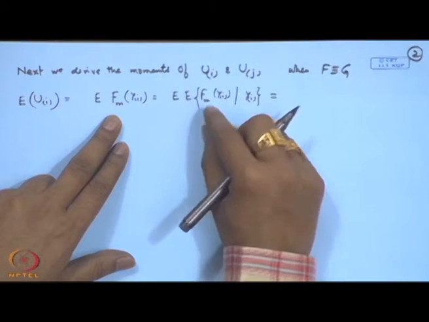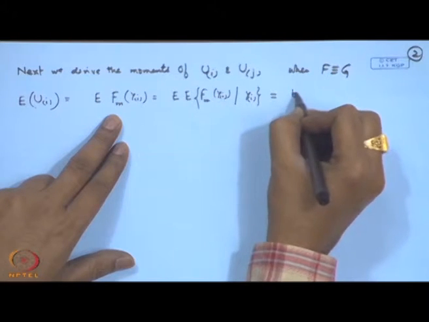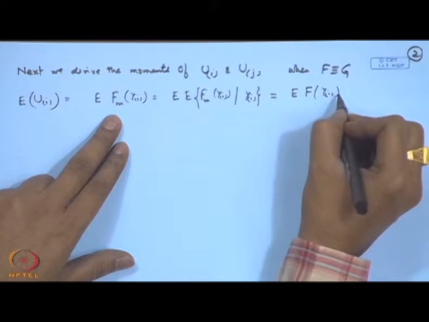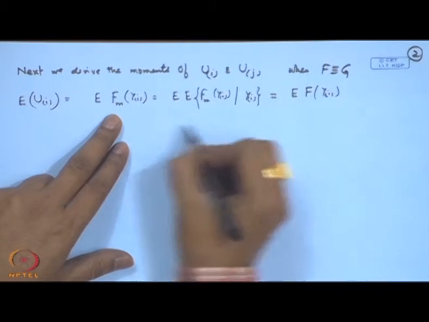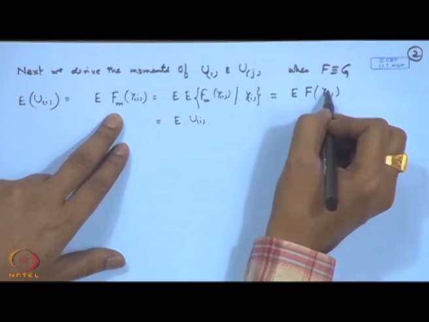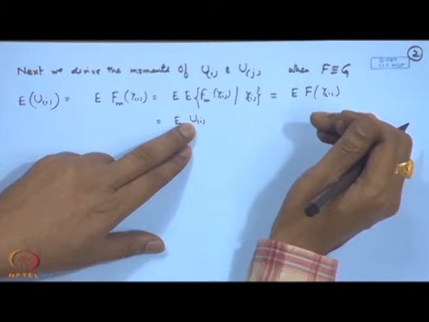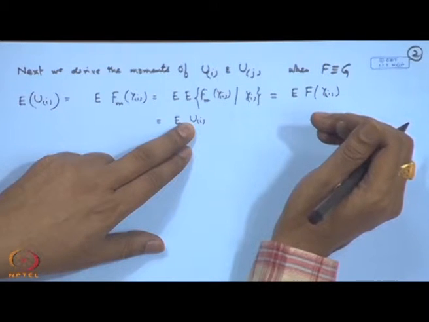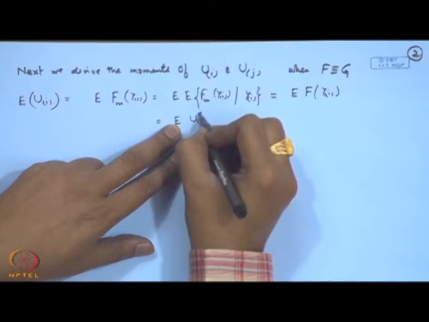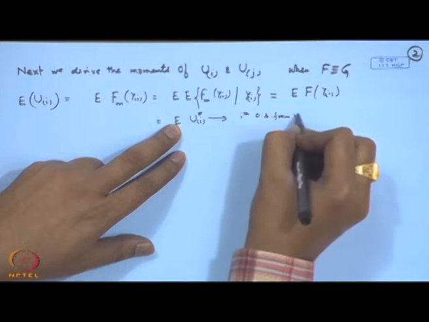Now, if Y_i is fixed, then this is the empirical distribution function, and we know it is unbiased for the population CDF. Now, this quantity is nothing but the expectation of U_i, not this U_i. This U_i is actually the one which we derived as the ith order statistic from a uniform distribution. So, let me call it U_i star, the ith order statistic from uniform (0, 1).